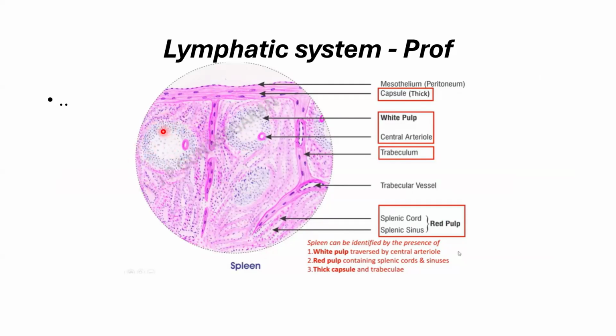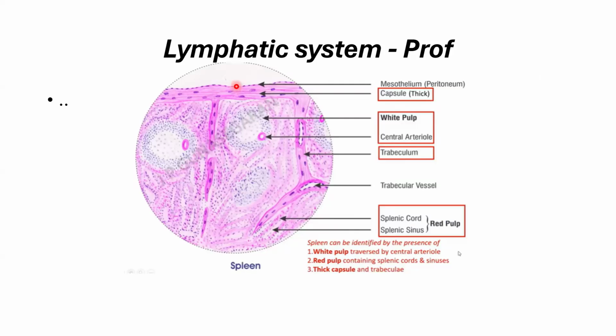The white pulp has the mantle zone and the germinal center. In the germinal center we have the central arteriole with the periarterial lymphatic sheath surrounding it, the lymphocytes surrounding it. And then this is the red pulp, comprising the splenic cords and the splenic sinuses. Remember the thymus had a thin capsule, this one will have a thick capsule. Okay, so that's the histological organization of the spleen. If you have any question or any clarification, feel free to ask a question in the comment section.